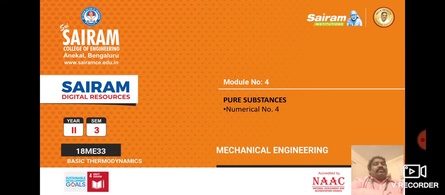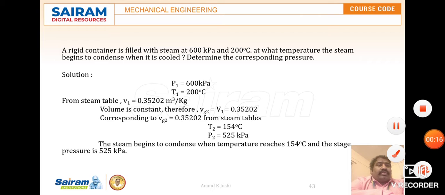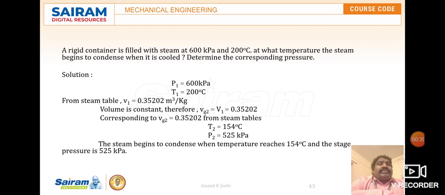We are going to discuss the pure substance chapter. Let us see what kind of problems are in the chapter. We look over here and see a problem like this. A rigid container is filled with steam at 600 kilopascal and 200 degrees centigrade. At what temperature does the steam begin to condense when it is cooled? Determine the corresponding pressure.